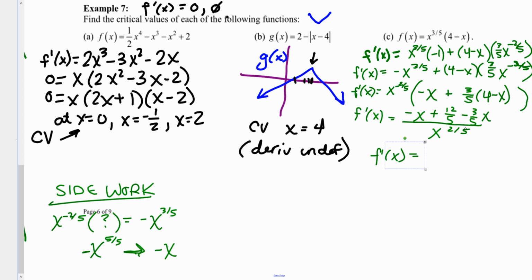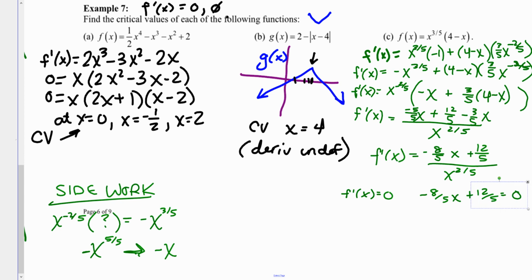Negative x minus 3/5 x, well, that's really like negative 5/5 x plus negative 3/5 x, which is negative 8/5 x plus 12/5 on the top and x to the 2/5 on the bottom. So where is my derivative equal to 0? Well, that's where the numerator is equal to 0.